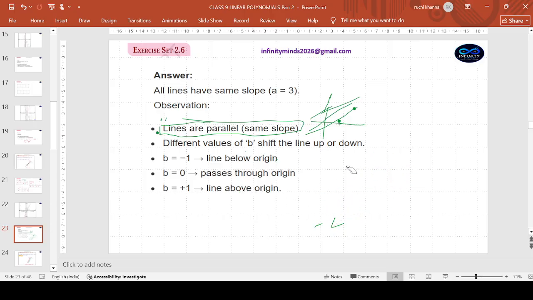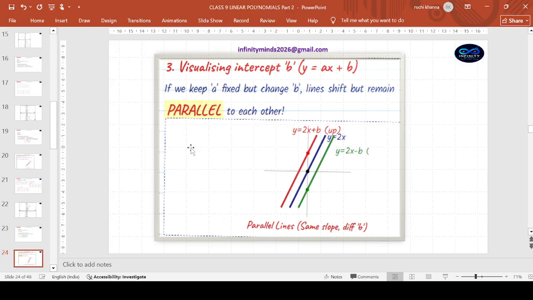We shall now move to another question. I think a similar one is there to practice. So this is what exactly I've explained. Visualizing y equals to ax plus b, if we keep a fixed but b changes, slopes are the same, b is shifting as per the value of b. Such lines are parallel to each other. Y equals to 2x: negative y-intercept below, positive y-intercept above. Same slope, different b, parallel lines.